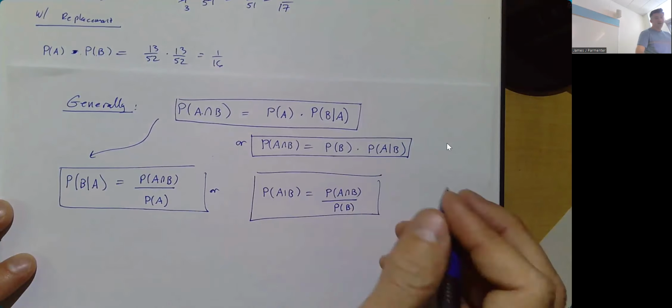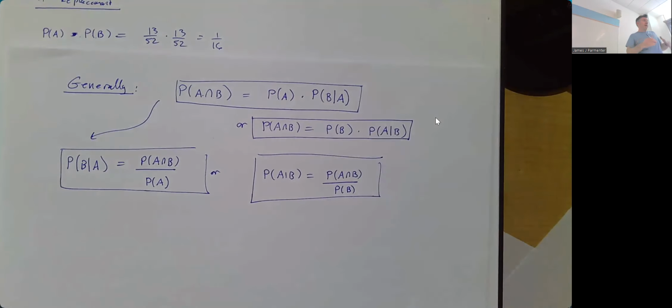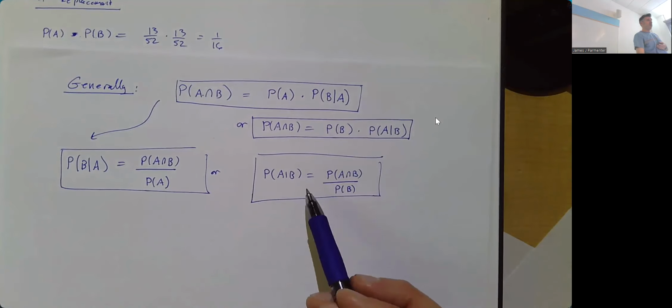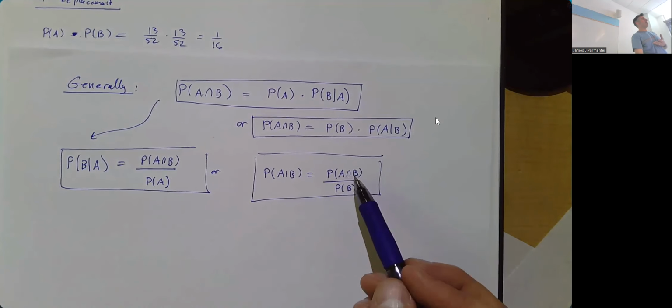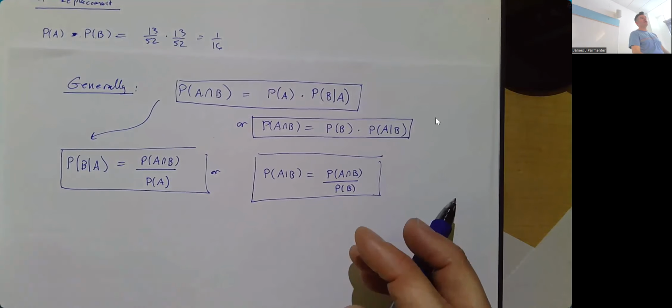Honestly, whenever I'm thinking about a conditional probability and I say, what's the probability of A given B? This is the formula that immediately jumps into my mind. Probability of A given B is the probability of A and B happening divided by the probability of B happening. Graphically, here's what you're kind of thinking of.